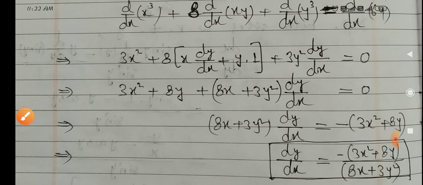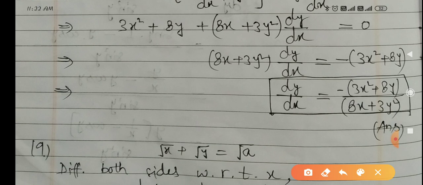Now you can take these terms to the other side, 3x square and 8y. So it will become 8x plus 3y square into dy upon dx equals minus bracket starts 3x square plus 8y. Now you can take 8x plus 3y square in the denominator. So dy upon dx equals minus bracket starts 3x square plus 8y upon 8x plus 3y square. So this is the differentiation. In this way you can find dy upon dx. This is the final answer.